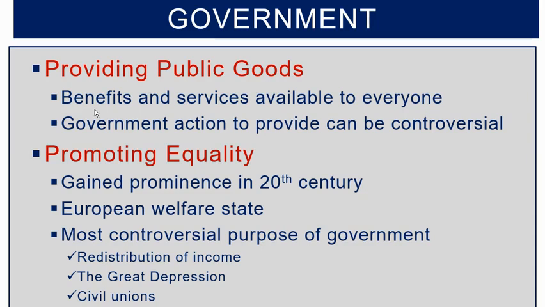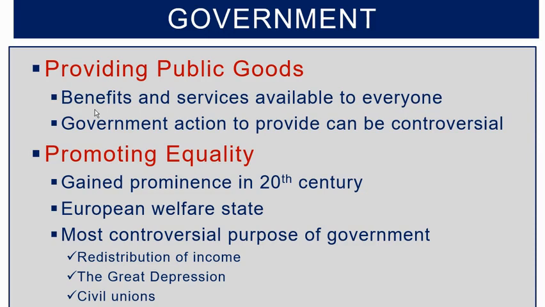This is the most controversial purpose of government, because in order to promote equality, what has to happen? Someone else's freedom has to be infringed upon. So, for instance, in promoting equality, there has to be a certain measure of redistribution of income. In other words, we have to take money from somebody to give it to somebody else.